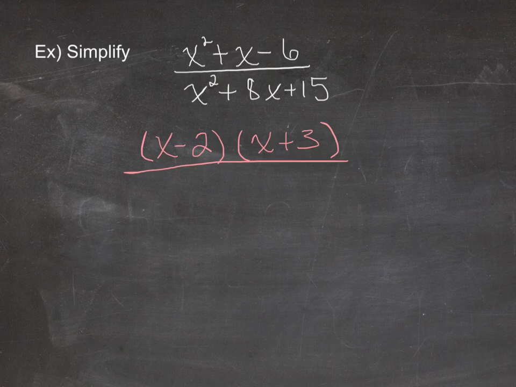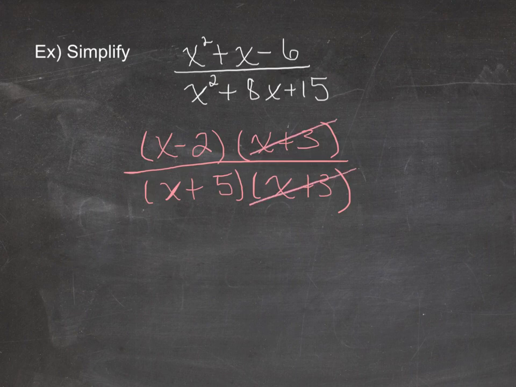Then if I factor the denominator, I'm looking for two numbers that multiply to +15 and add to +8. That would be 5 and 3, so I have x plus 5 and x plus 3. Then I can cancel the common factors, because I have binomials that are being multiplied together, so I can cancel anything that's in common. I have an x plus 3 in the numerator and an x plus 3 in the denominator, so I can get rid of those. This expression simplifies to x minus 2 over x plus 5.